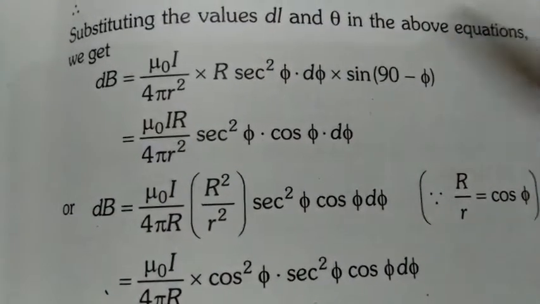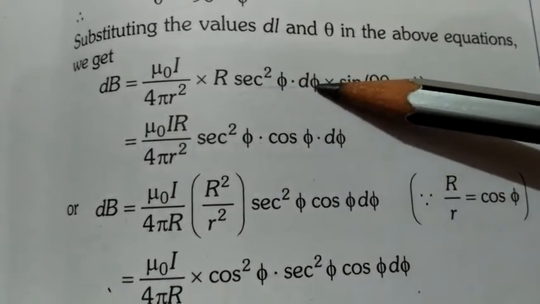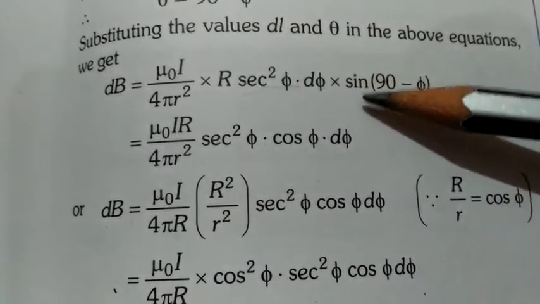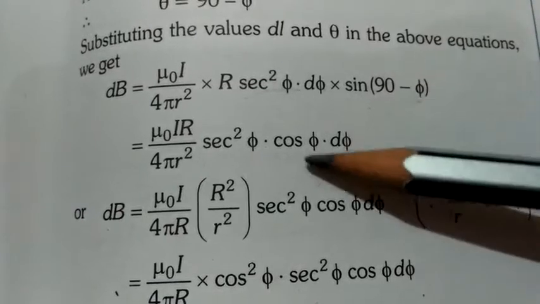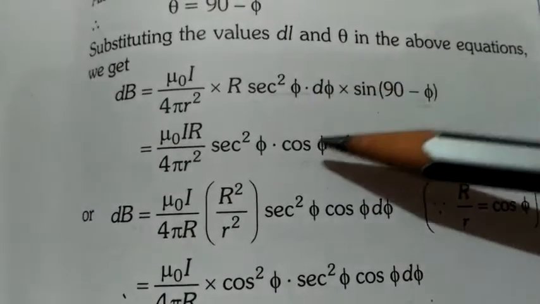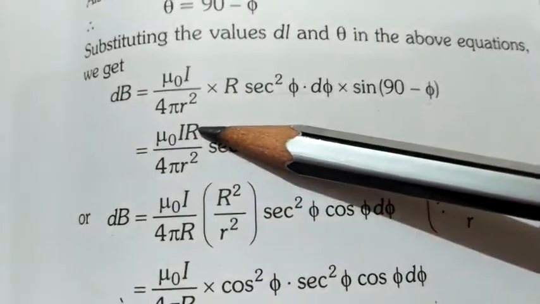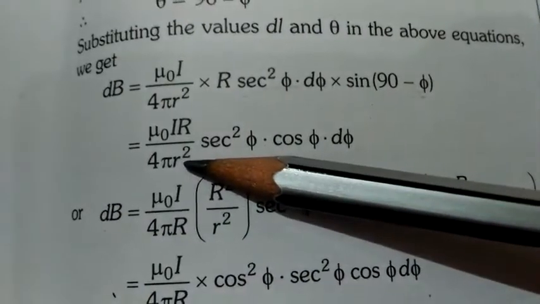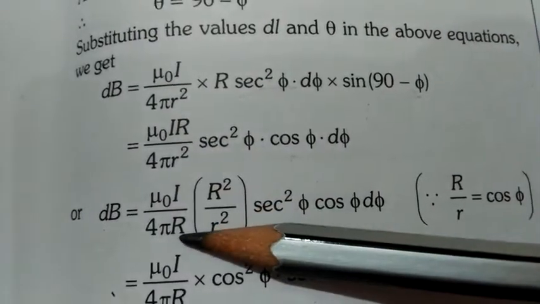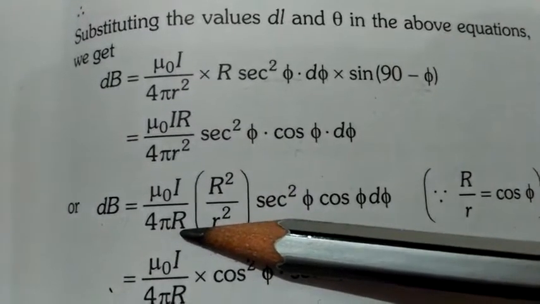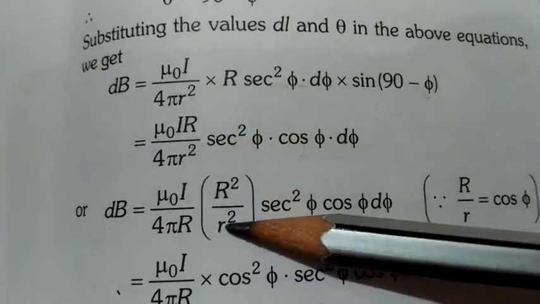By putting all the values there, in place of dl we get R sec square phi d phi, and in place of sin theta we get sin of 90 minus phi. Now sin of 90 minus phi becomes cos phi. This we know from trigonometric rules. Then here we have multiplied and divided by one more r. So this term becomes r square upon r square, and here an extra R will be there. We have multiplied and divided capital R here. Then it can be written like this.